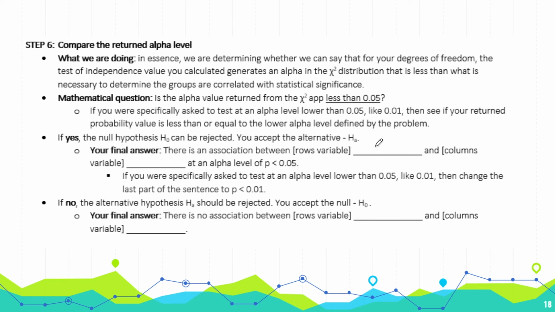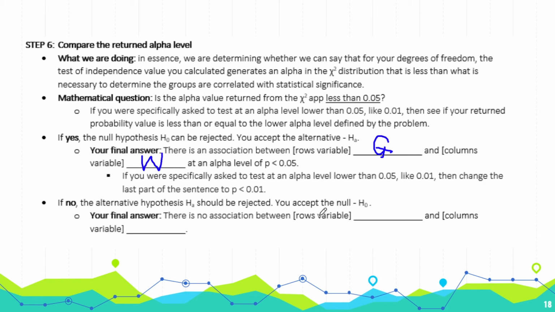So your final answer would be that yes, there is an association between your rows variable, remember it was gender, and your columns variable, remember it was willingness to use a medication. And you include this statement at an alpha level of p less than 0.05. Obviously you would change this number if you were specifically asked to test at an alpha level lower than 0.05. Just change that last part of the sentence.